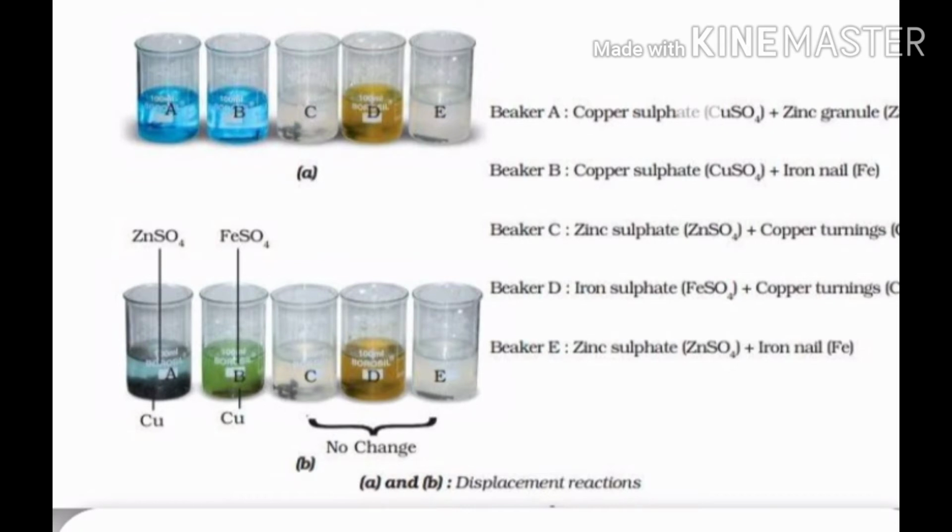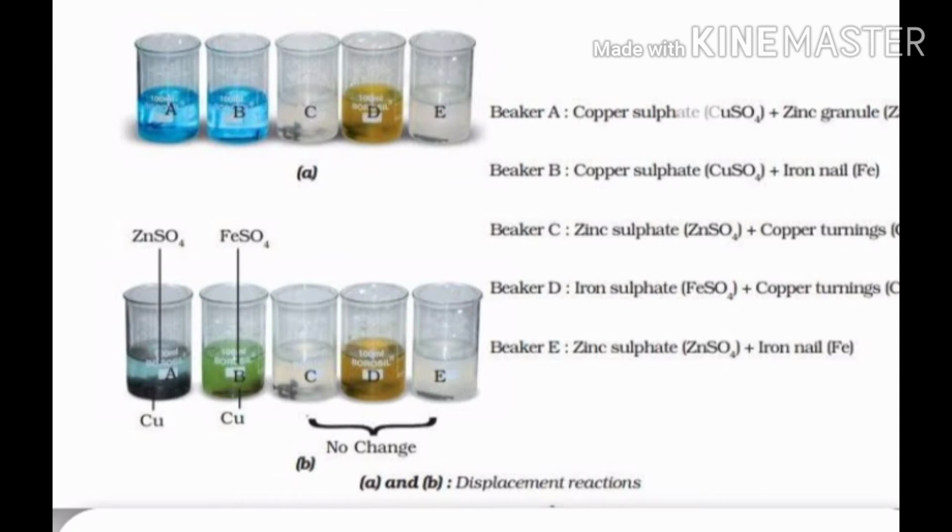After some time, it is observed that in beaker A, the blue color of the copper sulfate solution has disappeared and there is deposition of copper metal at the bottom of the beaker. In beaker B, the copper has also been displaced by iron to form a green colored solution of iron sulfate, and copper has settled down.